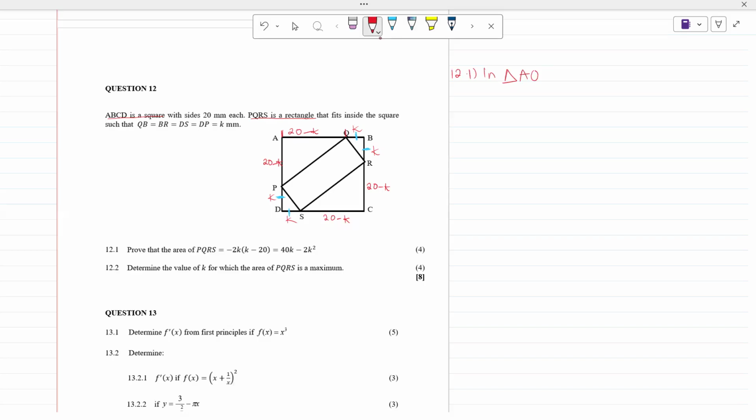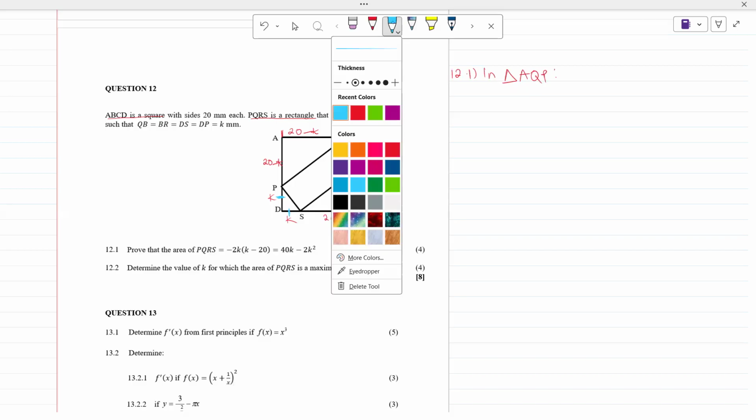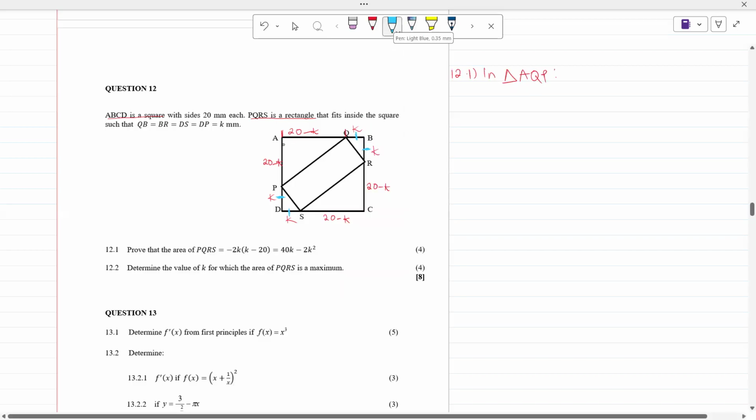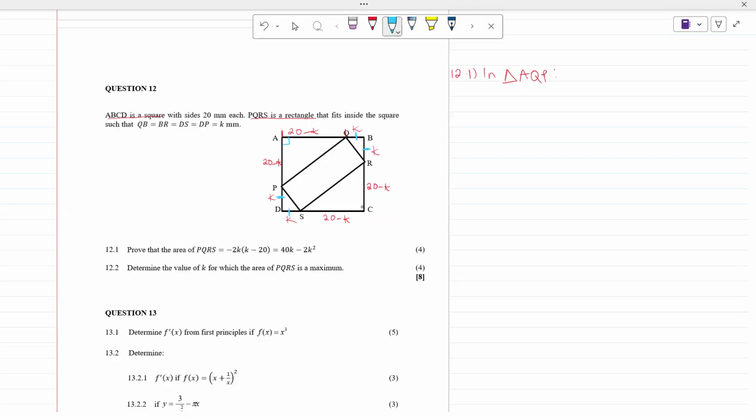This triangle is a right angle triangle. How do we know? We know this simply because we are told that ABCD is a square. So we know that the interior angles of a square are all 90 degrees. This is 90 there. This is also 90 here. And this is also 90. So this means triangle AQP is going to be a right angle triangle.